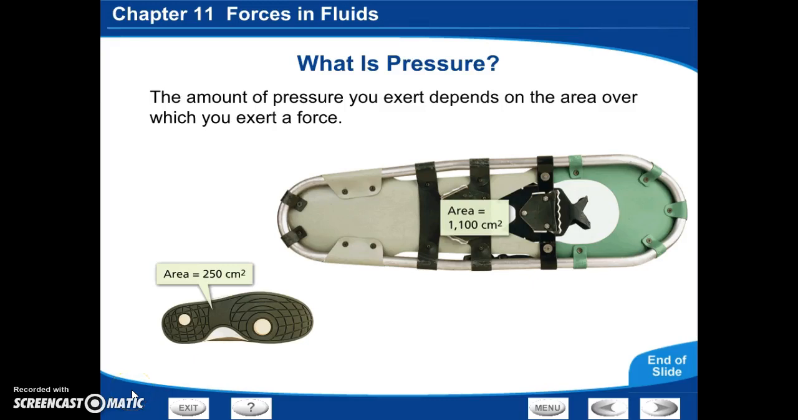Hey guys, this is Chapter 11, Sections 1 and 2, and we're going to start by talking about pressure. The amount of pressure you exert depends on the area over which you exert that force. If you have a smaller area, like your tennis shoe trying to walk on snow versus a snowshoe trying to walk on snow, you're applying more pressure with the tennis shoe because you have a smaller area.